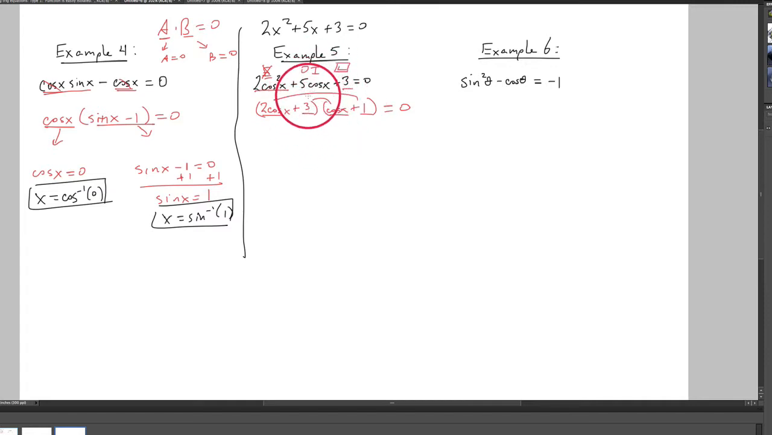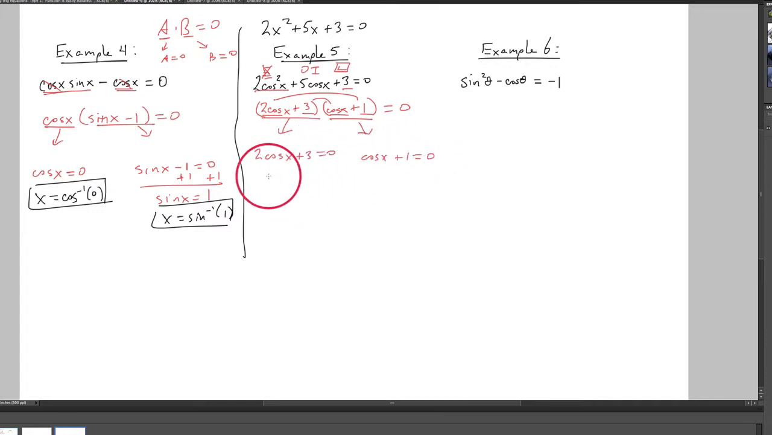Hey, you guys, these add up to be 5 cosine x. So the point of this is that I couldn't get them by themselves easily, but now that I have it factored, I can set each of these individually equal to 0, and I can go solve for the trig function, or isolate the trig function.